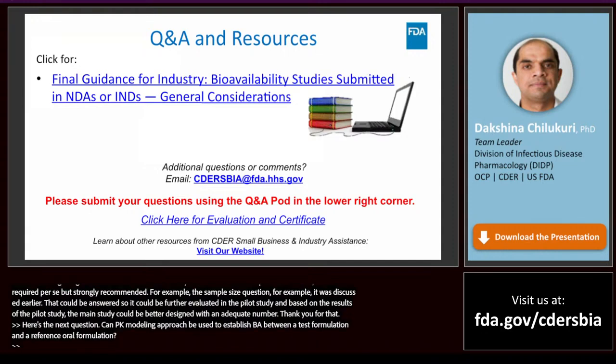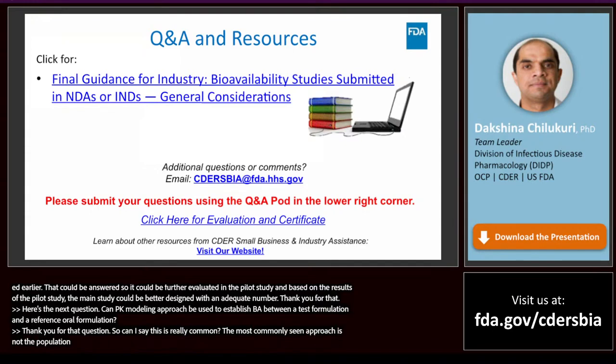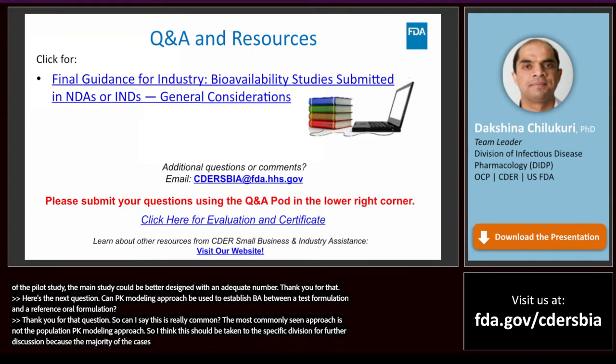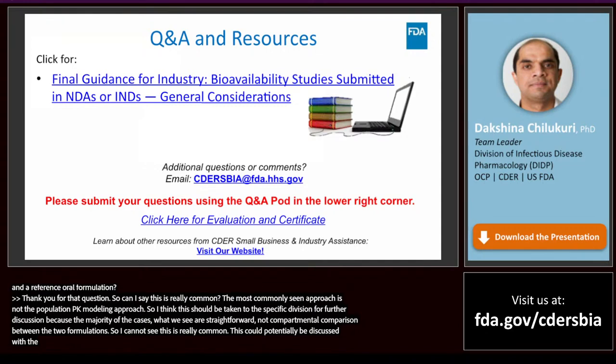Thank you for that question. So I cannot say that this is very common. The most commonly seen approach is not the population PK modeling approach. So I think this should be taken to the specific division for further discussion, because in a majority of the cases what we see are straightforward non-compartmental analysis comparisons between the two formulations. So cannot say that this is very common. This could potentially be discussed with the review division for further advice. Thank you.